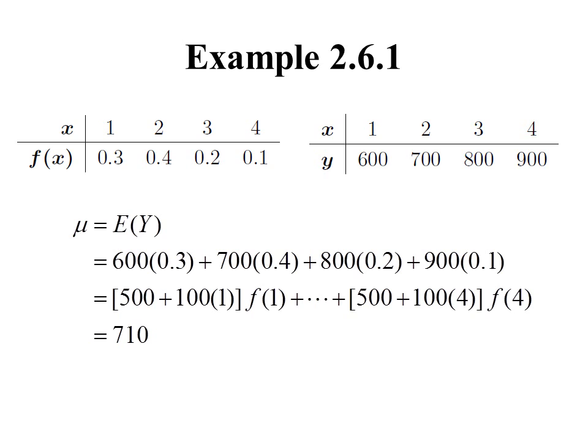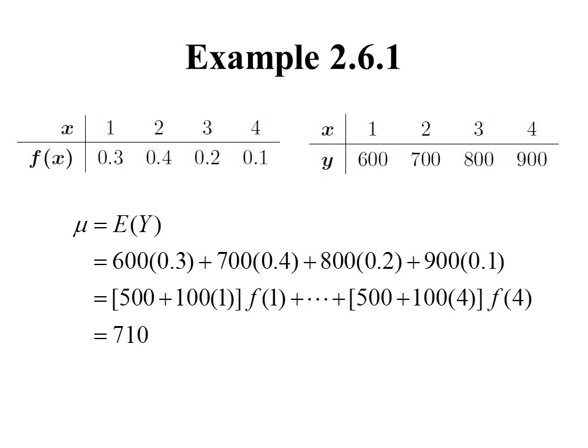So there's our expected value. Now, it doesn't mean that the man is going to get exactly $710. In fact, that's impossible. This is just a theoretical expected amount. Now, if we take a step back and look at what we really did here, what was the 600? Well, the 600 was 500 plus 100 times 1. What is 0.3? Well, that's f of 1. The 900, what was that? That's 500 plus 100 times 4. 0.1, what's that? Well, that's f of 4.